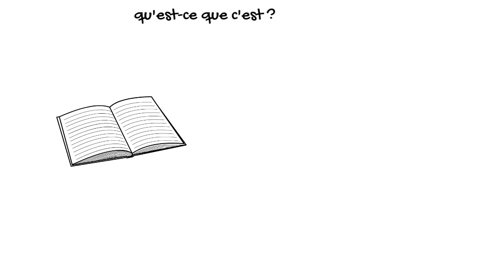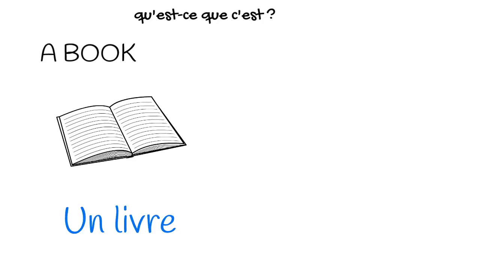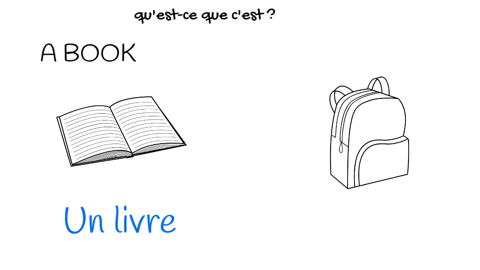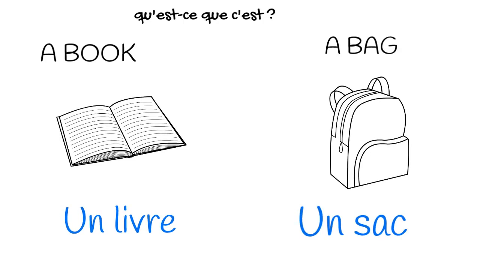Qu'est-ce que c'est? What is this? Now, what do you think it is? A book, right? Book in French is masculine, so we will use the masculine article. Un livre. Qu'est-ce que c'est? Un livre. Now, here we have a bag. Bag is also masculine, so again we will use the masculine article. That is un sac. Qu'est-ce que c'est? Un livre. Qu'est-ce que c'est? Un sac.